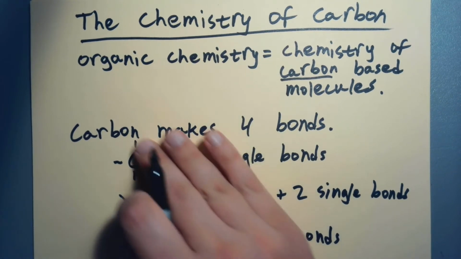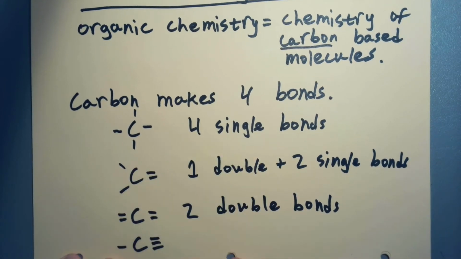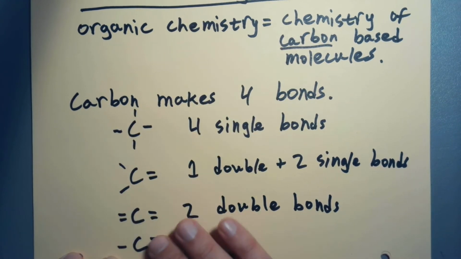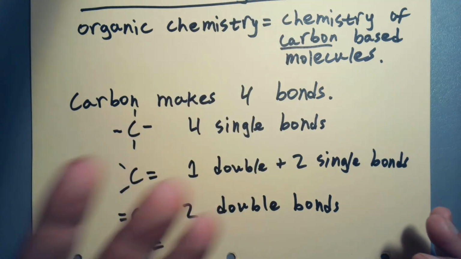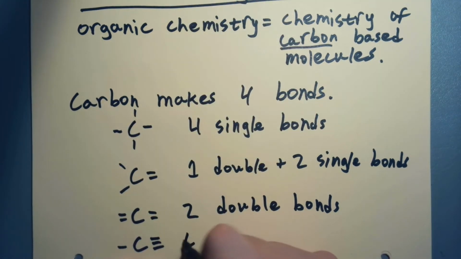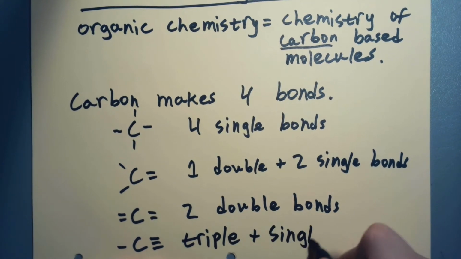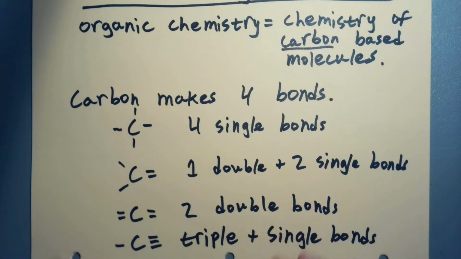So there are always 8 bonding electrons around carbon. You can go 4 singles, double, single, single, double, double, triple, single. You can't do a triple double because that would be 5 bonds, right? You can only make 4. So no 5s, only 4s. So we can get a triple plus single bond. So carbon's very versatile. These are all different chemical things it can do. Different bonding structures. These all behave very differently chemically.